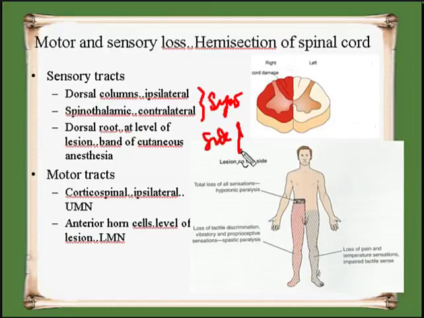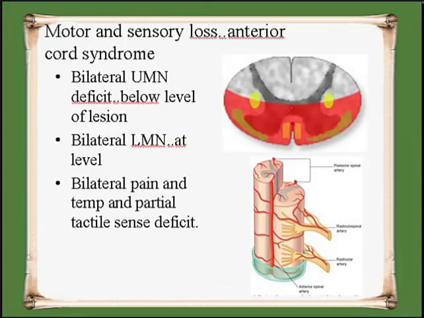So which side do you see the signs when you compare it to which side the lesion is? Let's look at another motor and sensory loss, and this is known as the anterior cord syndrome. This is usually seen if the anterior spinal artery, which supplies the anterior two-thirds of the spinal cord, is suddenly occluded, then this anterior cord syndrome is a sudden onset.